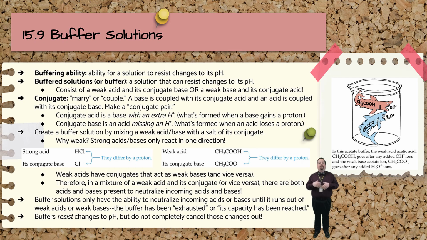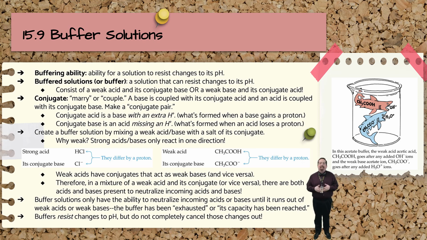If you look at a list of conjugate pairs, you'll notice that a conjugate acid is just the base with an extra H on it, and a conjugate base is just an acid that's missing an H. In other words, the conjugate acid is what's formed when a base gains a proton, and the conjugate base is what's formed when an acid loses a proton. We can create a buffer solution by mixing a weak base or acid with a salt of its conjugate.